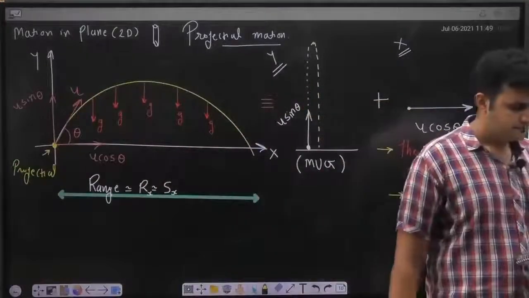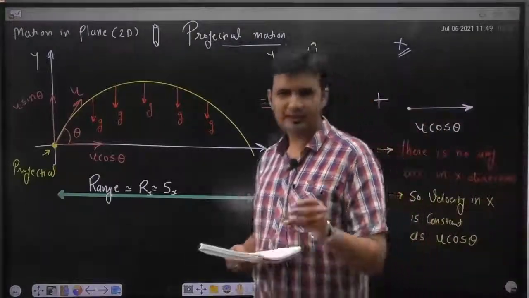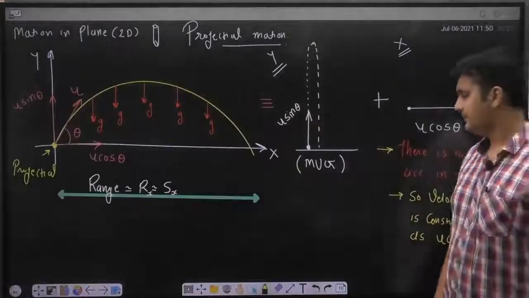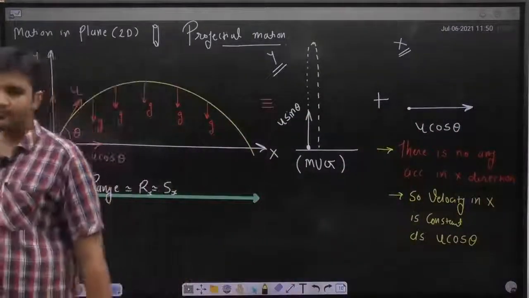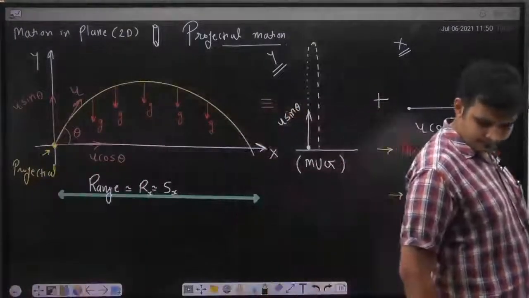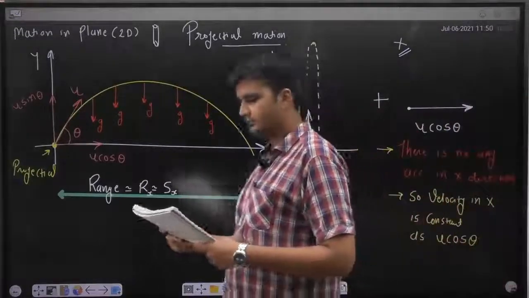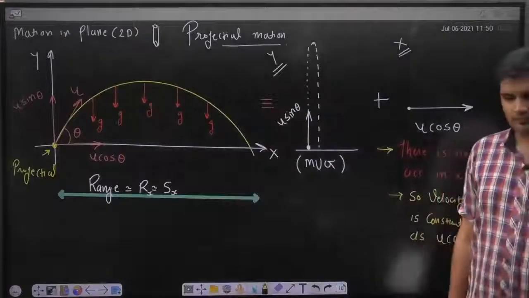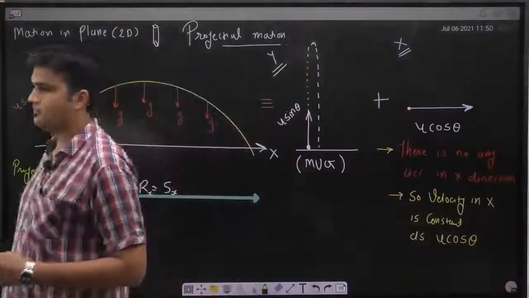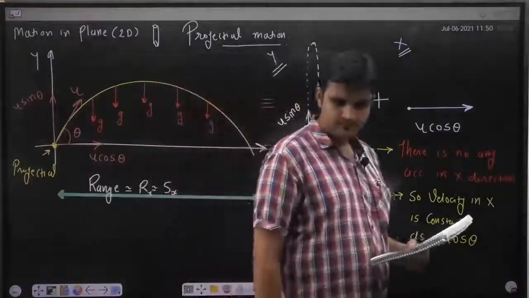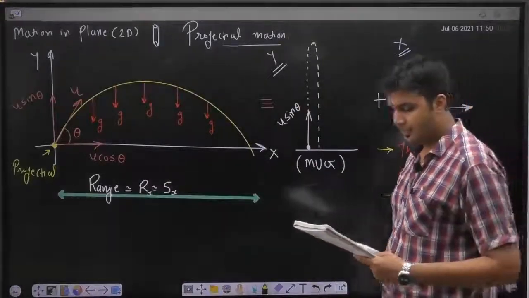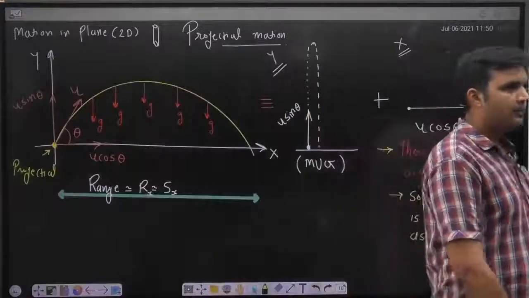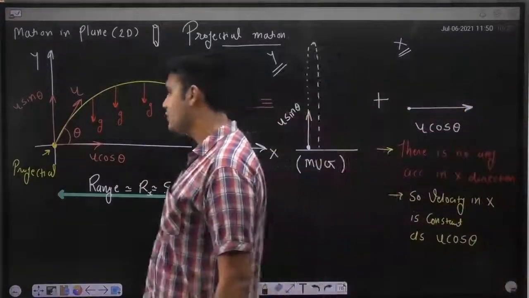Okay, write. Think and write a new subtopic: problem solving in two dimensions. This is the title. Next line, step number 1: break the motion in two different parts.